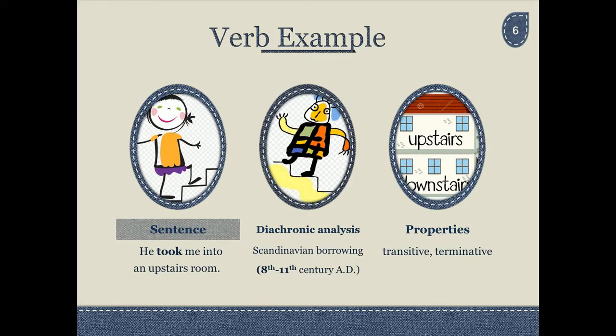Let's consider the following example. He took me into an upstairs room. This sentence contains the verb took, from take. Regarding its diachronic analysis, take belongs to the Scandinavian borrowings that came to the English language in the period of 8th–11th century AD. Take is transitive, terminative.